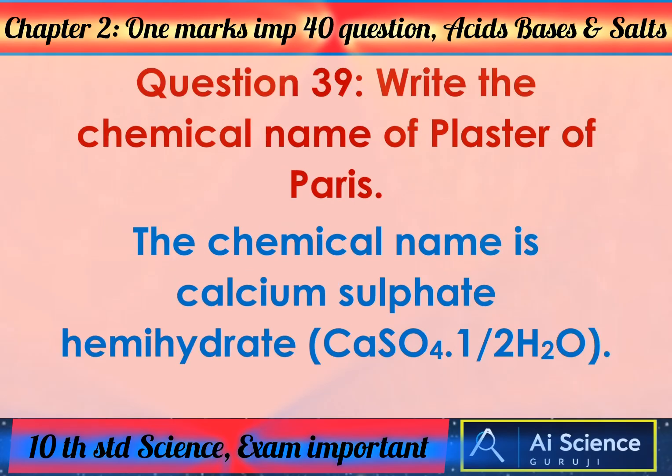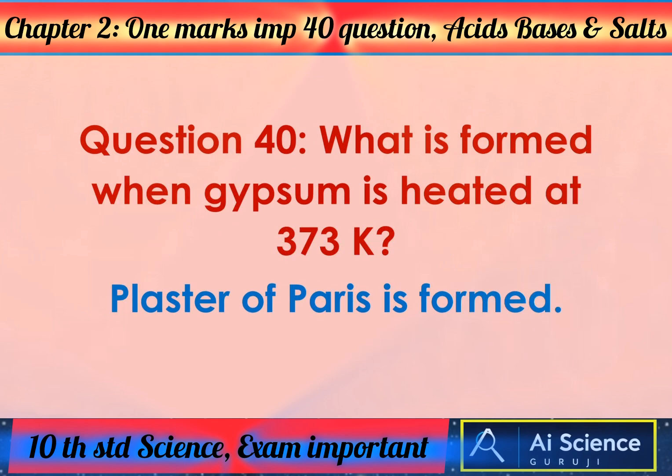Question 39. Write the chemical name of plaster of Paris. Answer 39. The chemical name is calcium sulfate hemihydrate, CaSO4.1/2H2O. Question 40. What is formed when gypsum is heated at 373 K? Answer 40. Plaster of Paris is formed.